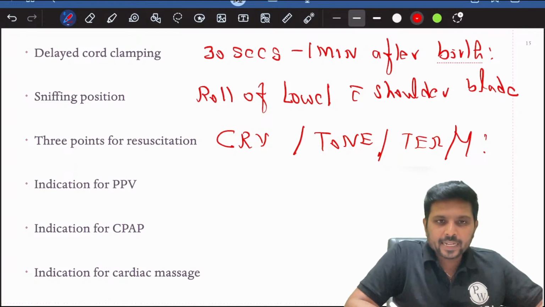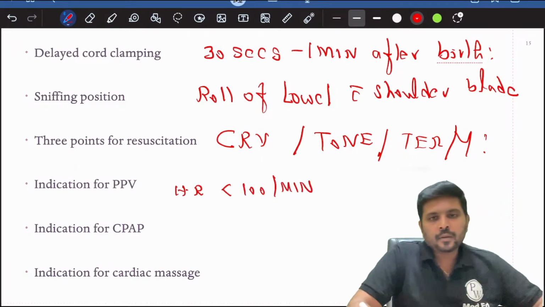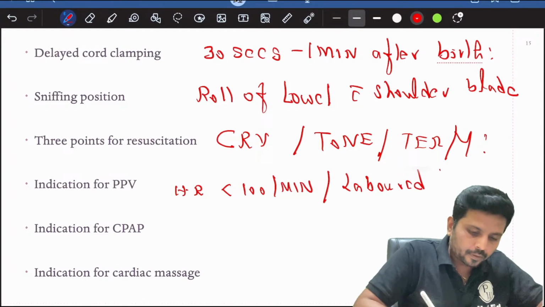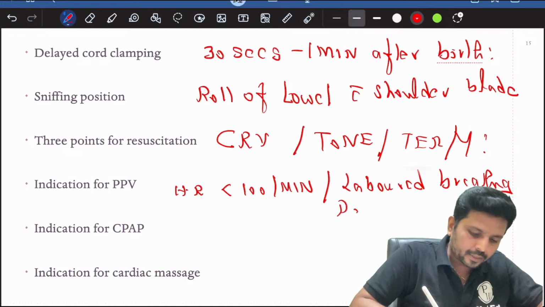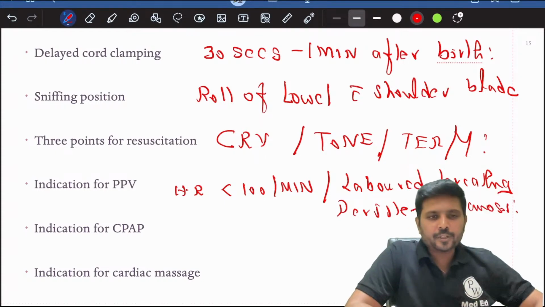Right? What is the indication for PPV? Indication for PPV is heart rate less than 100 per minute, labored breathing, and persistent cyanosis. These three are the indications for positive pressure ventilation.